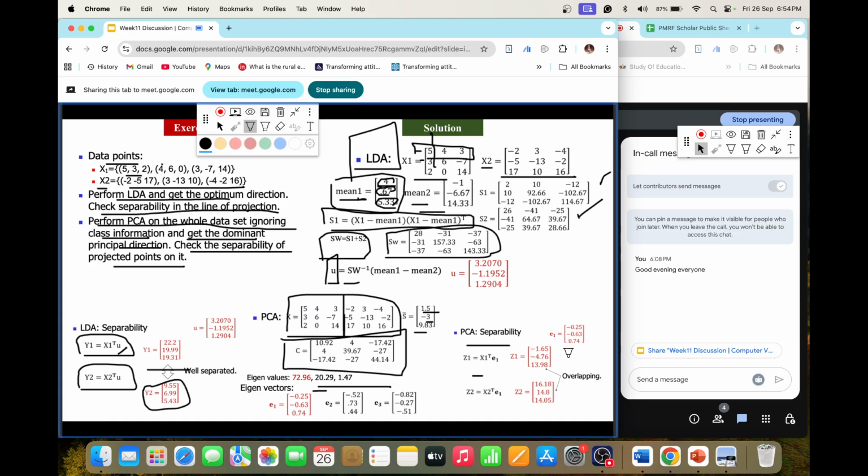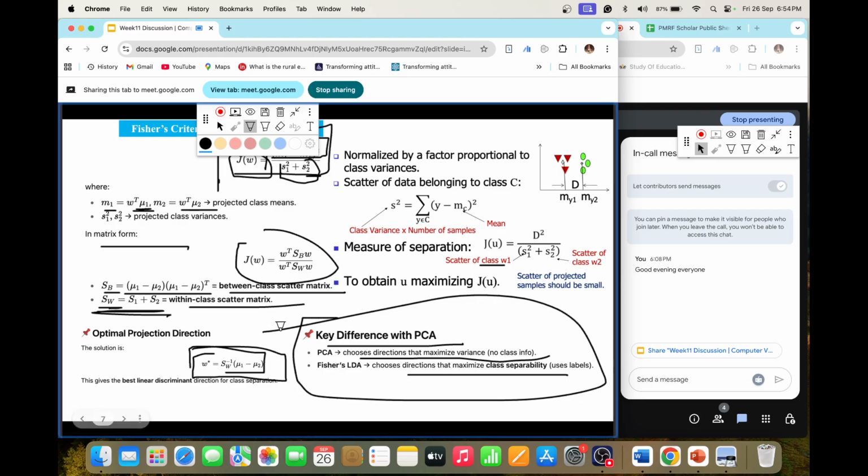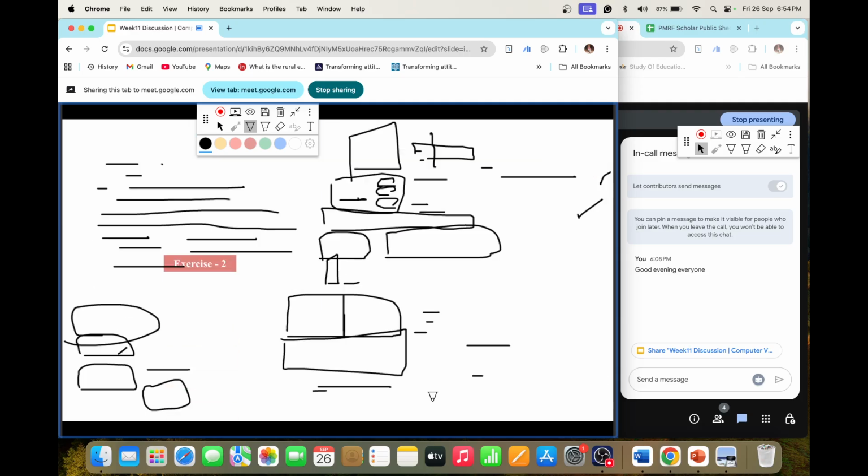Here you can easily see the separability is less here and more here, because LDA is known for classification. So definitely the separability will be more in LDA than in PCA. This is the difference between LDA and PCA. Again I am revising the key difference. PCA chooses the direction that maximizes variance, so it includes no class information, but Fisher's LDA chooses the direction that maximizes class separability. It uses the label. That is the key difference between PCA and LDA.